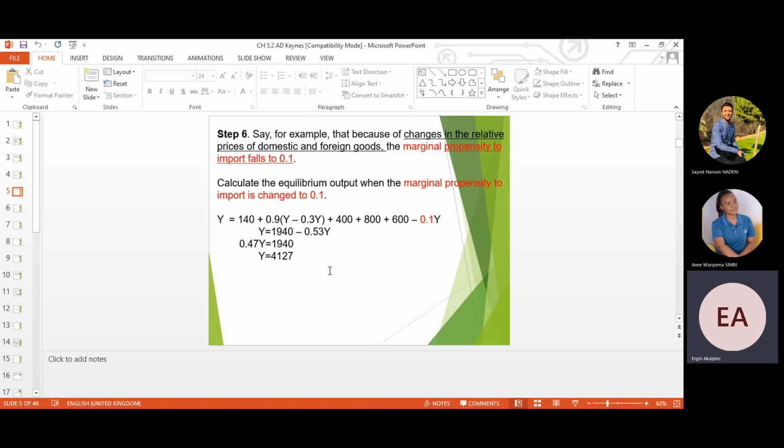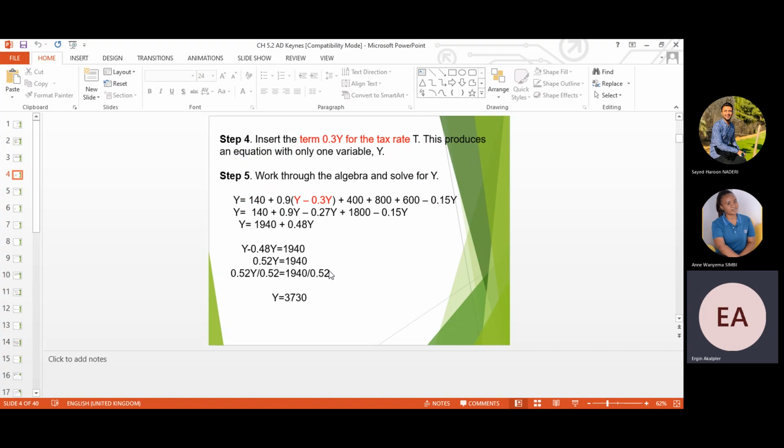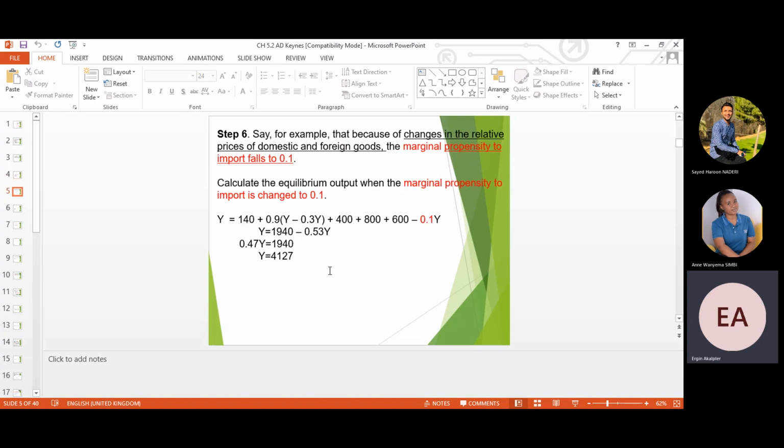Therefore, some politicians, some government people are always insisting on increasing import taxes to protect the domestic market. But while they are doing this, as you see, the total GDP, the output, the gross national income will become smaller. It was 3,730, and now, because before it was 0.15 and after reducing it to 0.1, the output becomes 4,127. Therefore, if the marginal propensity to import is reduced, this will positively affect and increase the output in numerical terms, in monetary value.